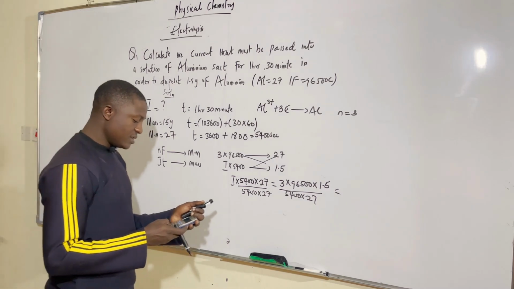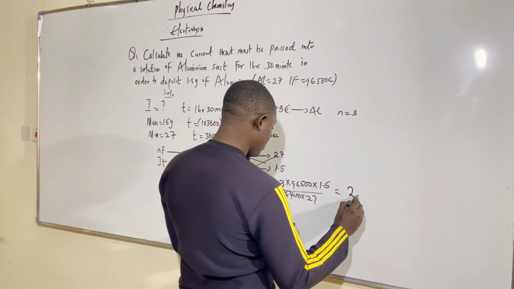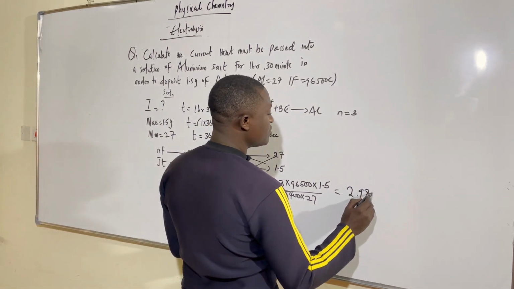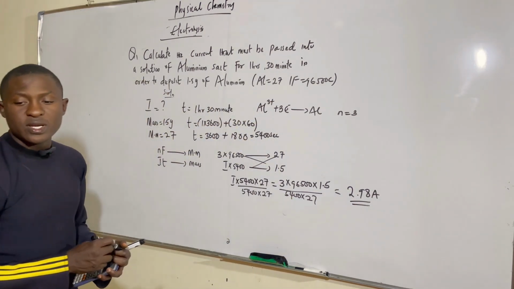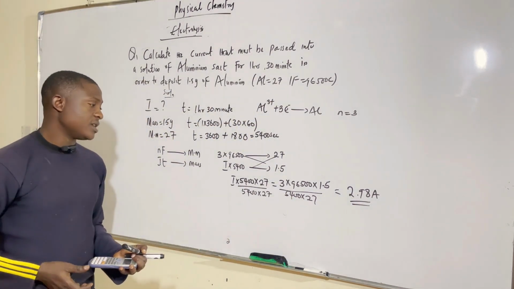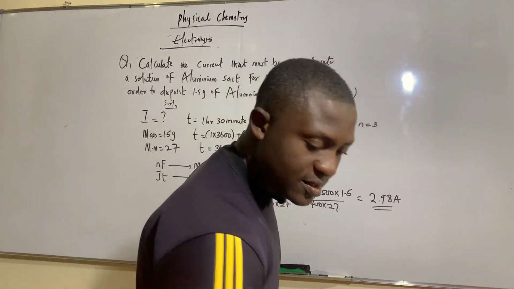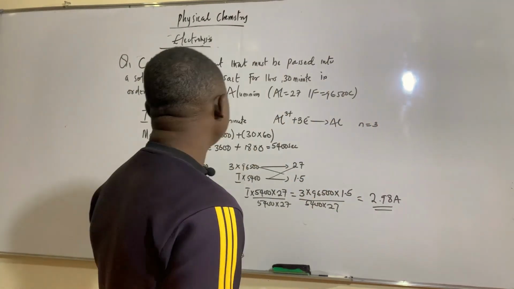So if I do that, the result is going to be 2.98 by approximation, ampere. You can see that. So the one you have to find, you just have to make it the subject of the formula. So let's see another problem.